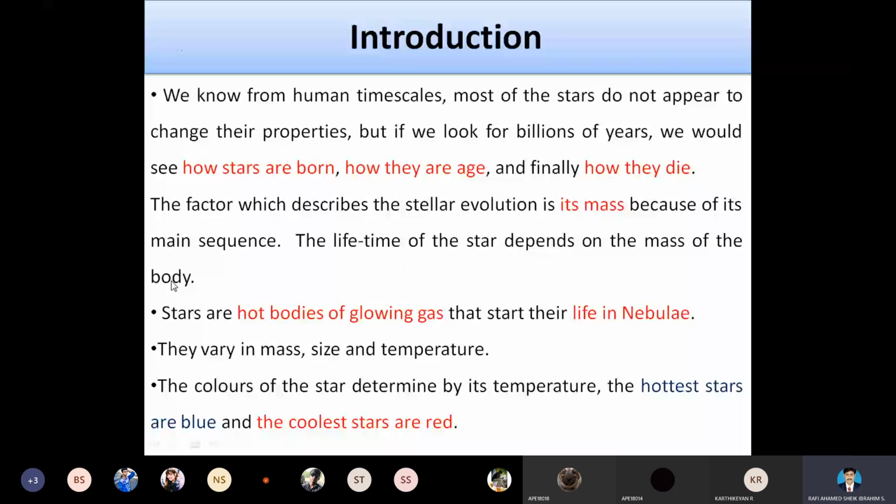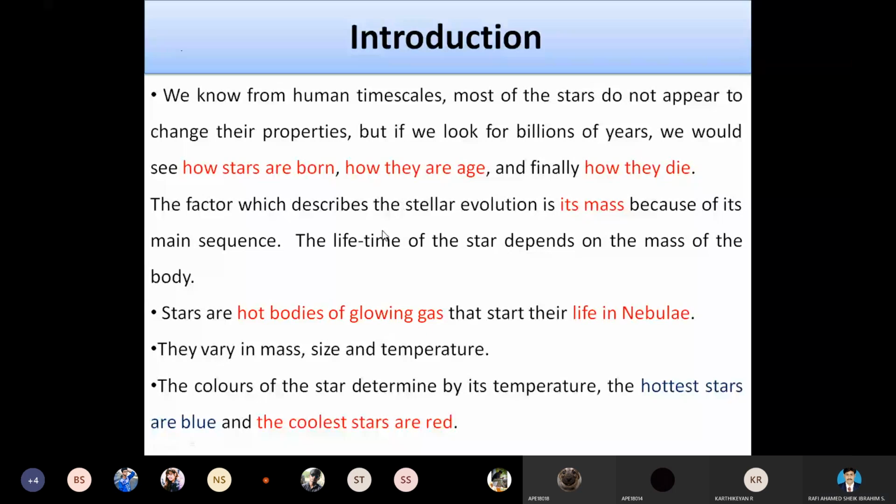We know that stars are hot bodies of glowing gas. At the center is what we call the core. The core contains hot matter, and the hot matter is nothing but plasma. Plasma is a highly ionized gas. This highly ionized gas arises due to the nuclear reaction. As we already know, nuclear reaction is the important reaction which takes place in the star core.